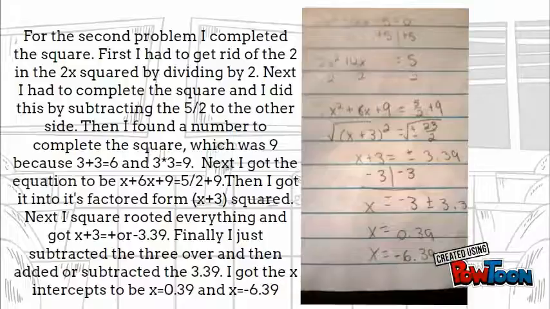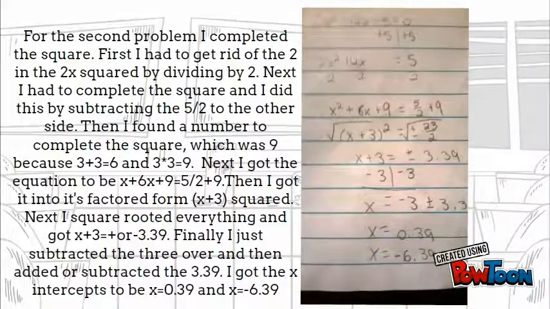For the second problem, I completed the square. First, I had to get rid of the 2 in the 2x squared by dividing by 2. Next, I had to complete the square, and I did this by subtracting the 5 over 2 to the other side. Next, I found a number to complete the square, which was 9, because 3 plus 3 equals 6, and 3 times 3 equals 9.